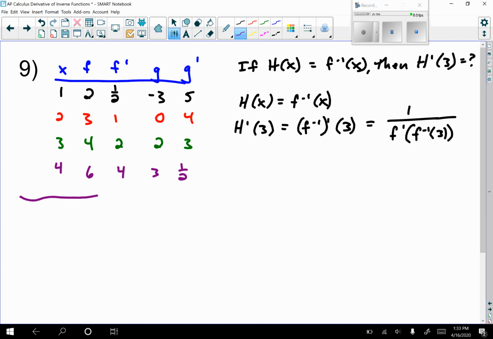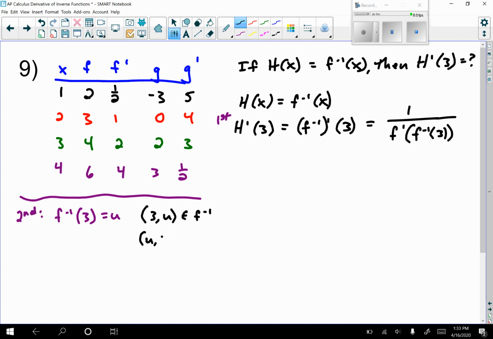Step 2, I'm actually going to take a look at down here. So this is our first step. Our second step, again, I want to determine what is the inverse of f of 3. So right now I'm going to let that equal u, which means that the ordered pair (3, u) is on our inverse. Switch this around, (u, 3) is on our function. And then this means that f of u is equal to 3.